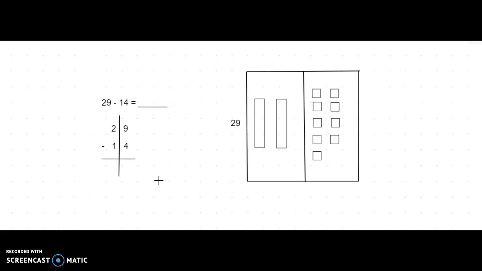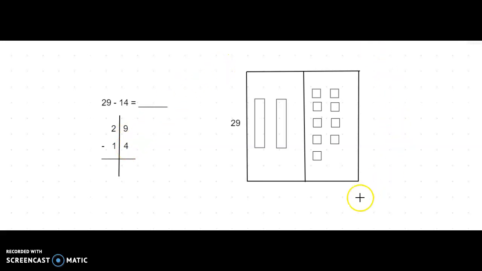example. Today's example is 29 minus 14. And just like with addition, we're going to do the same thing to start. We are going to set it up as a vertical problem. And it's for the same reason. I would like to separate my tens and ones so I don't confuse myself. So I have 29 on top and I have 14 on the bottom, 29 minus 14.